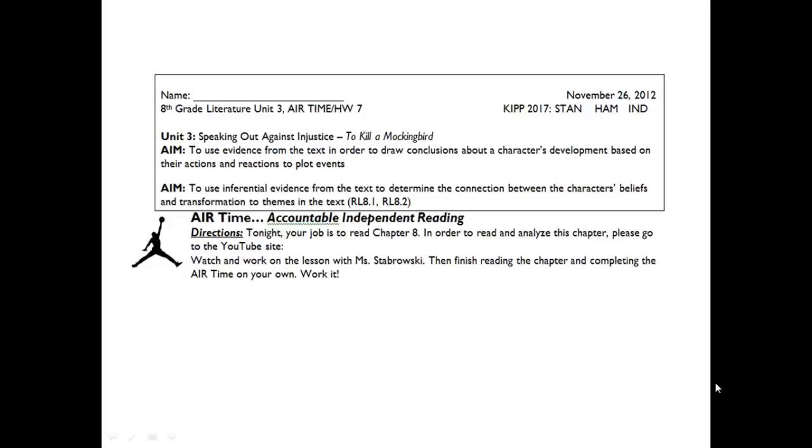So, starting with the directions, it says, tonight your job is to read Chapter 8. In order to read and analyze this chapter, please go to the YouTube site. It is on your homework and you are tuned in, so thanks for doing that. You're going to watch and work on the lesson with me, Miss Stabrowski, then finish reading the chapter and completing the airtime on your own. Work it, as I know you will. So let's get started.